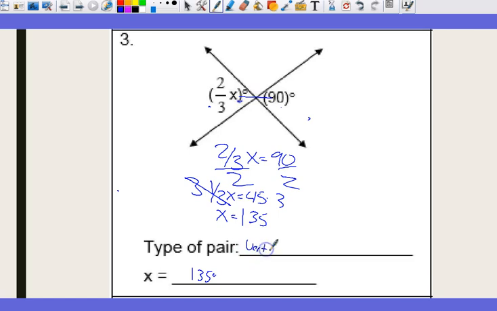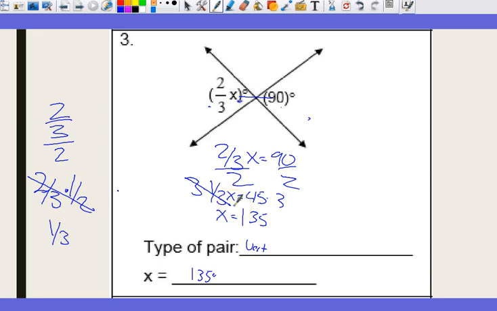Now let me show you why this actually works. When you divide, what we did here is we did 2/3 divided by 2, right? That's the same as 2/3 times 1/2. Those canceled out there. What are you left over with? A 1 over 3. That's where we got this 1/3 x.